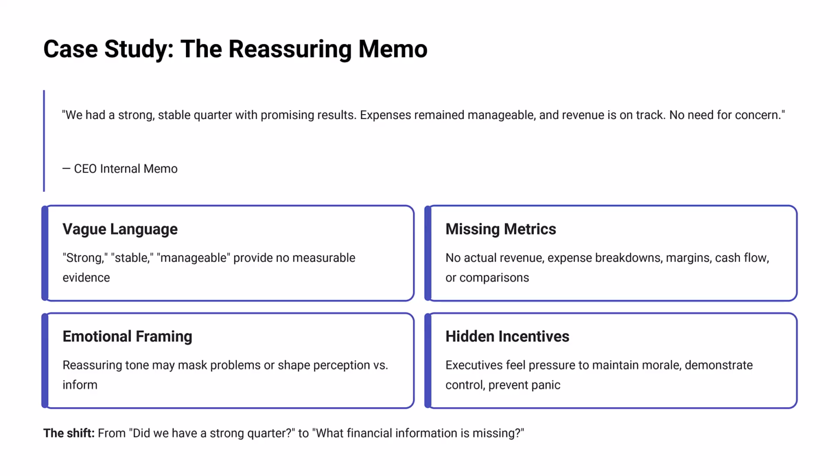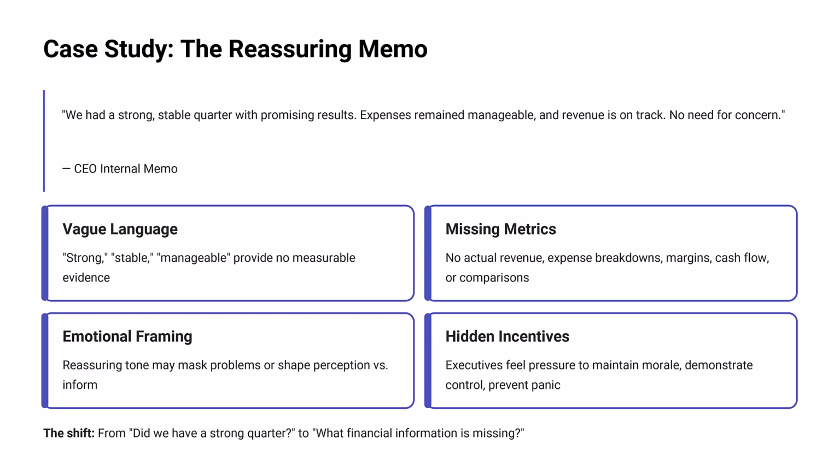Here's another case study. A CEO sends an internal memo stating, we had a strong, stable quarter with promising results. Expenses remain manageable and revenue is on track. No need for concern. Sounds reassuring, right? But applying the look step reveals multiple problems. The vague language, words like strong, stable, manageable, provides no measurable evidence. The missing metrics are extensive. No actual revenue figures, no expense breakdowns, no margins, no cash flow, and no comparisons to prior periods. The emotional framing with its reassuring tone may mask problems or shape perception rather than inform.